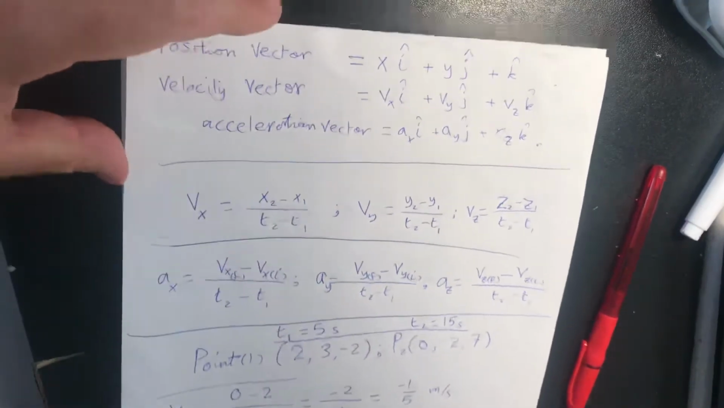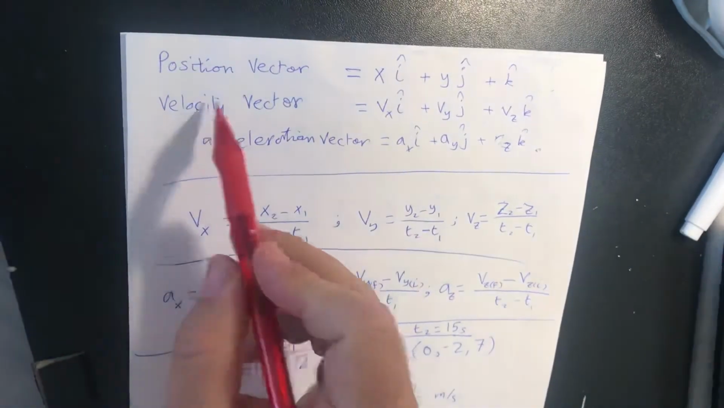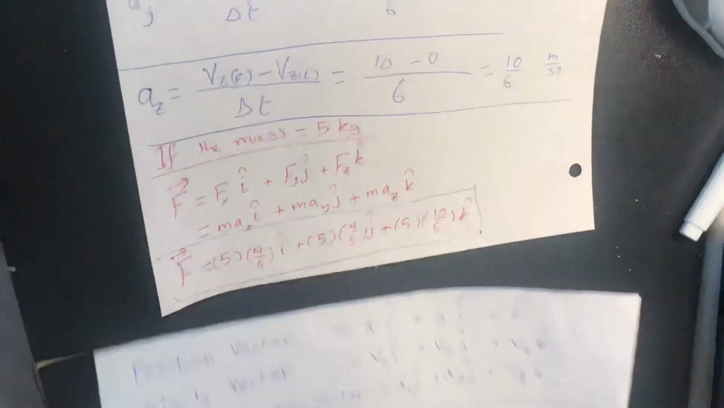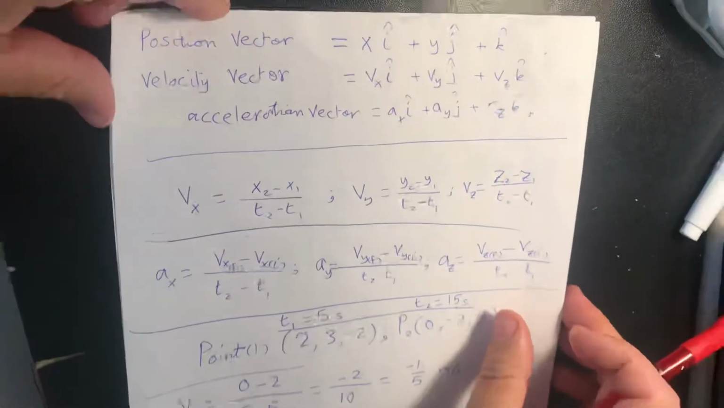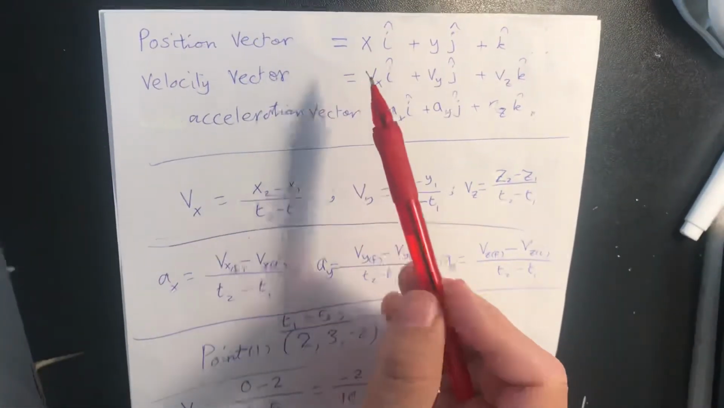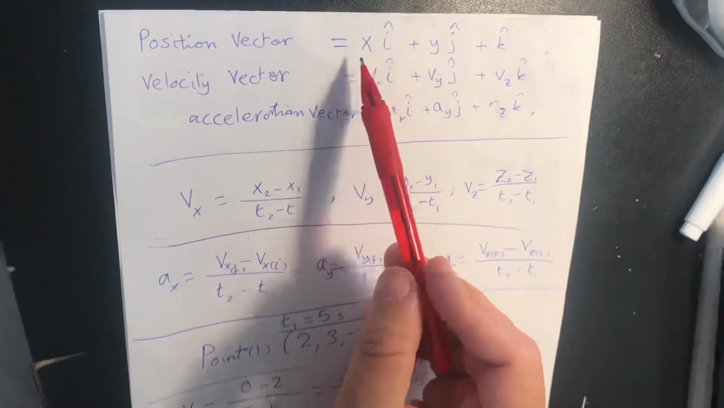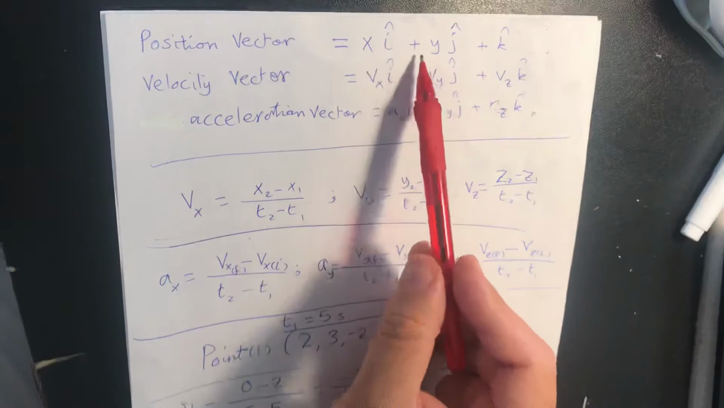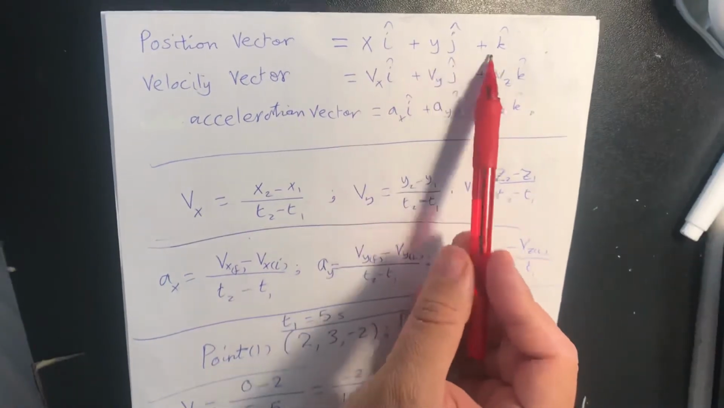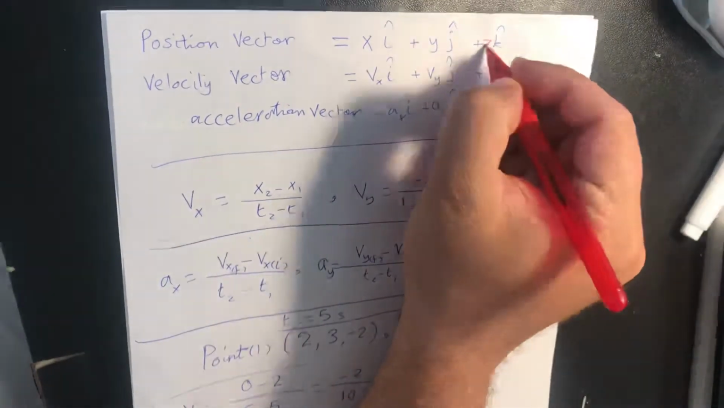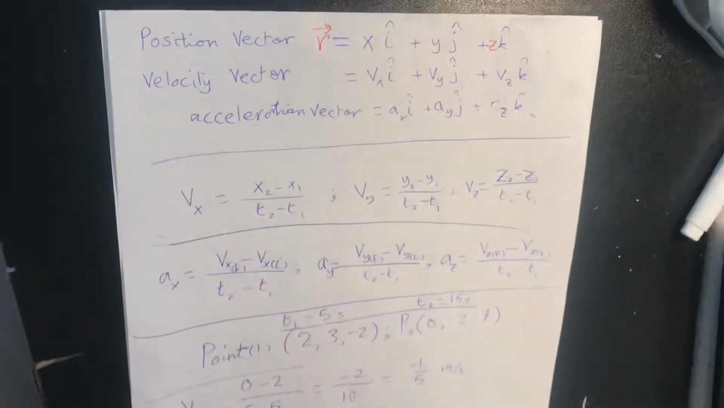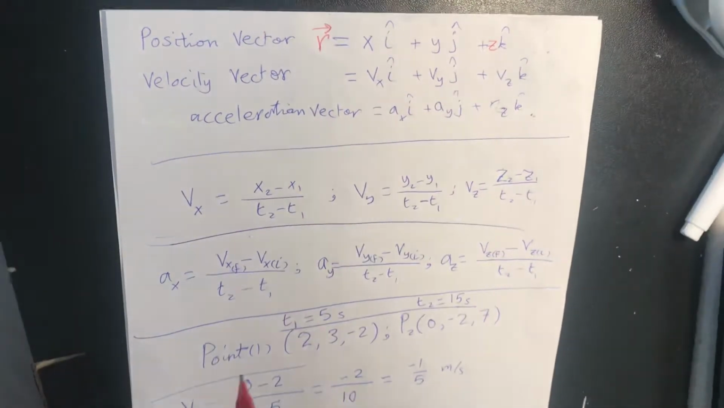Hi, now we'll talk about position vector, velocity vector, acceleration vector, and finally we have force vector. Now, the position vector simply is x in x direction, which is i hat, plus y in j hat, plus z in k hat. We name it r as a vector.